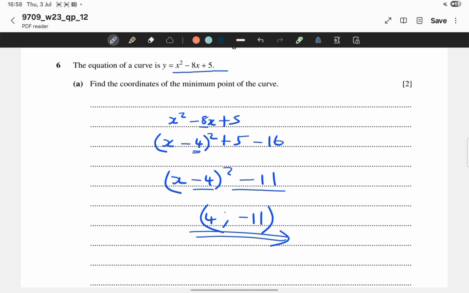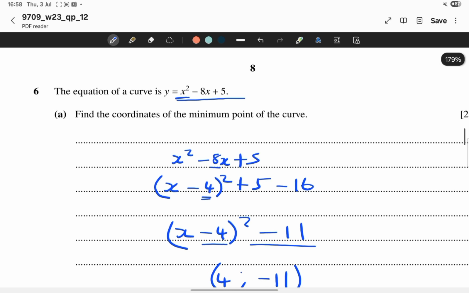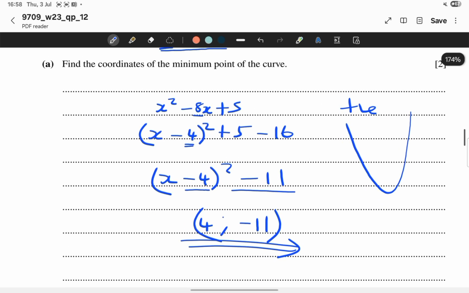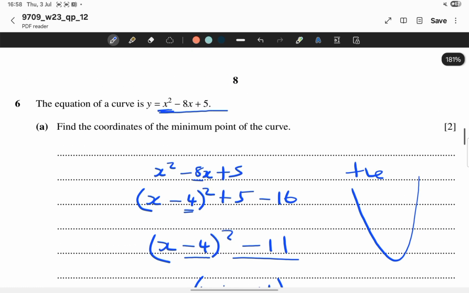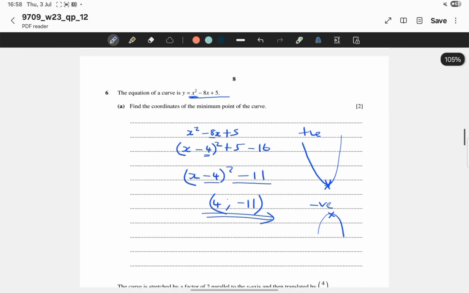And how do we know that it's minimum? We look at the coefficient of x squared. If the coefficient of x squared is positive, it means the graph is like this. And if it's negative, it means the graph is like this and it has a maximum turning point. So if you look at this expression, you can see that the coefficient of x squared there is 1 and it's positive. So we have a minimum point. That's why they didn't say the turning point of the curve. They went straight and said the minimum point of the curve. Alright? And it's 4, minus 11.